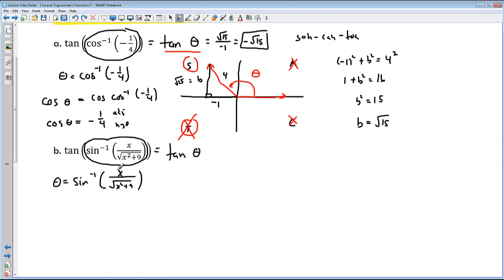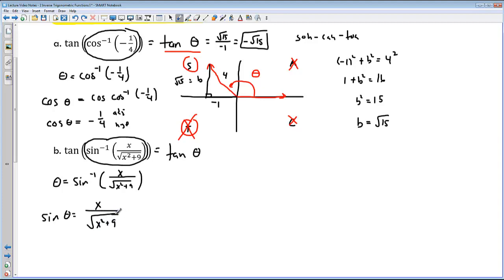And then to work with this theta, I'm going to sine both sides basically to do the sine inverse. So I'll take the sine to the left, so I get sine theta on the left. And then remember, when you do the sine on the right, the sine and sine inverse undo each other, so they go away, and you just get x divided by the square root of x squared plus 9.